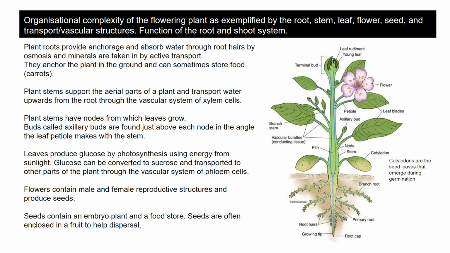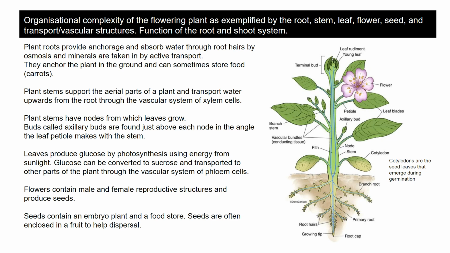The stems are there to support the leaves and flowers, to support the aerial parts of the plant. Stems have vascular tissue for transporting water upwards and food away from the leaves. Some stems can be modified for food storage.